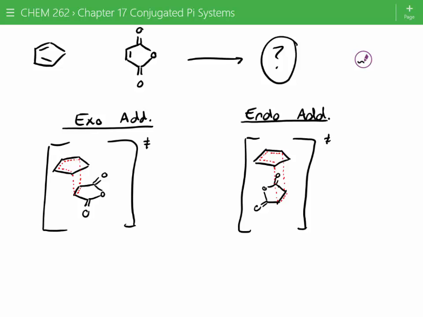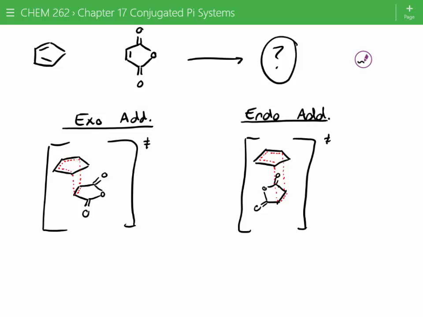So we're breaking and making a lot of pi bonds within our diene. That takes a considerable amount of energy. So we have to think about, well, how can we stabilize this transition state if we're making and breaking all of these pi bonds? Well, the preferential thing is for these to be close to an electron cloud. That will stabilize the transition state.